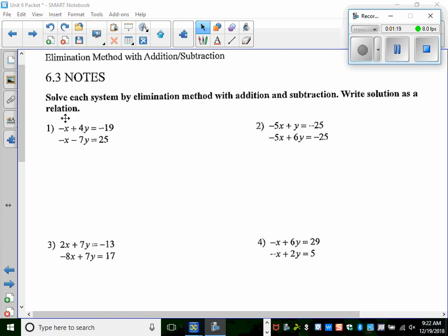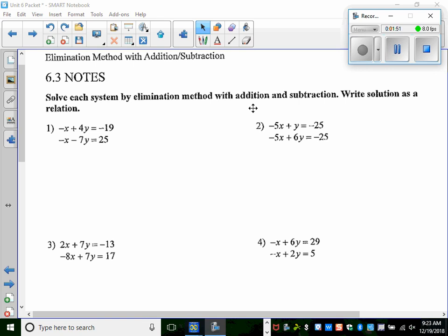So notice in all of the problems at the top, you'll see the same coefficients, like negative 1x, negative 1x. Here, negative 5x and negative 5x. Here, the 7y's are the same. And here, the x's are the same coefficients. So what you want to do is you want these to have the opposite signs of each other. Like one's negative and you want one to be positive, so they'll cancel each other out.